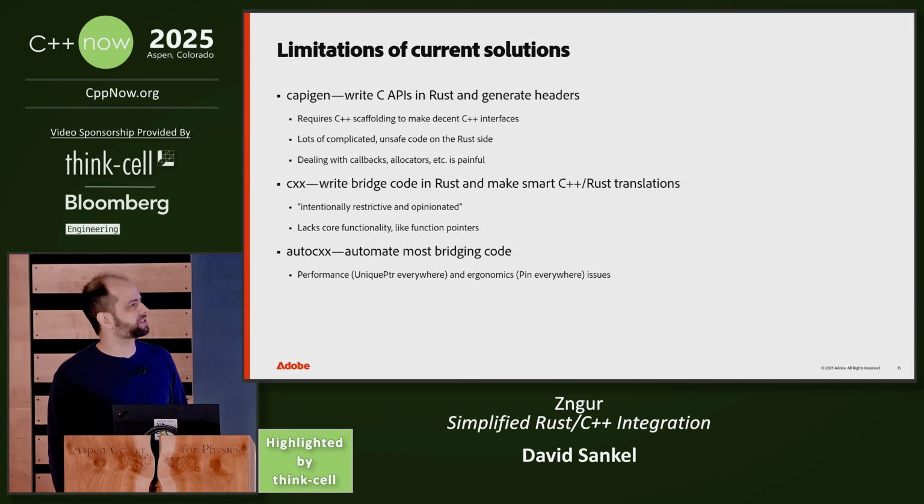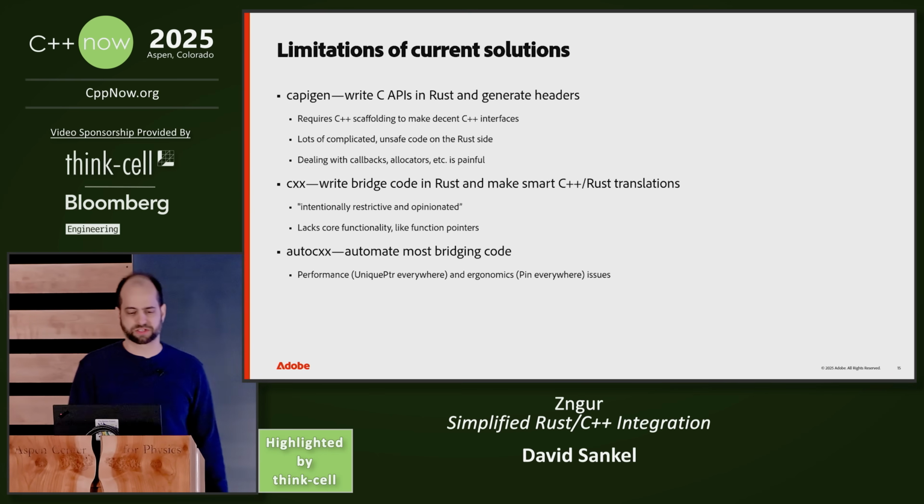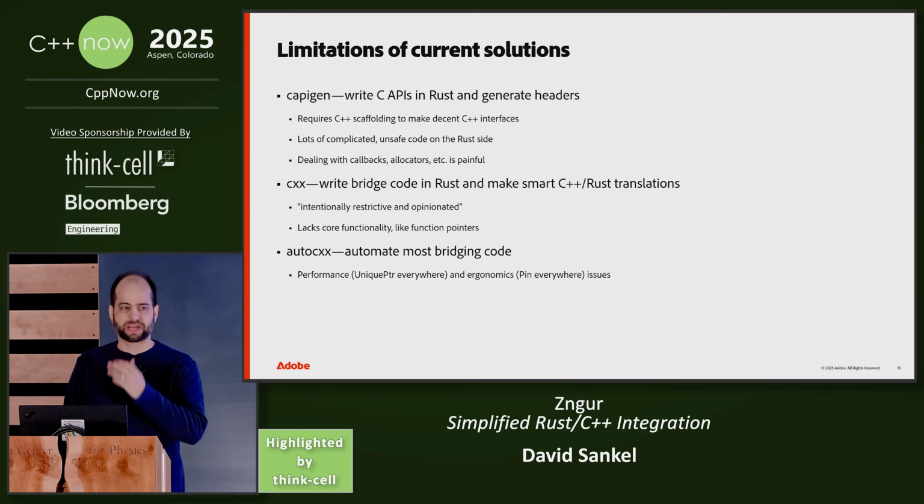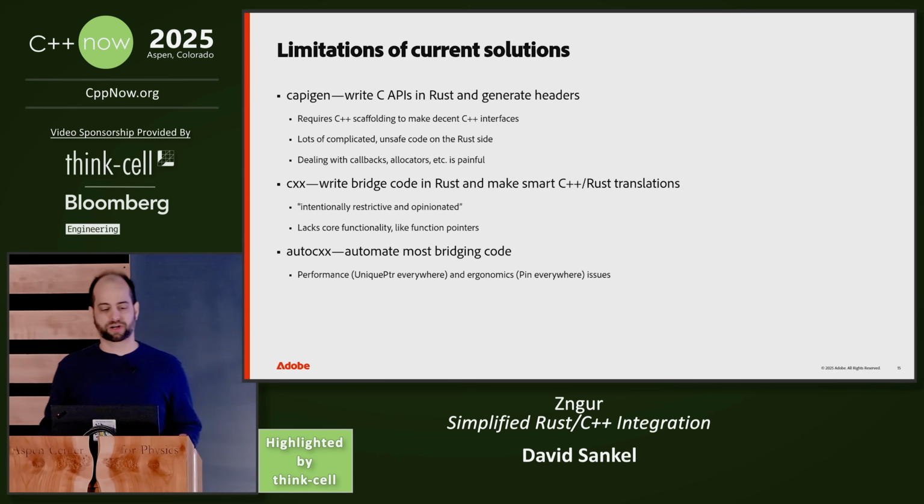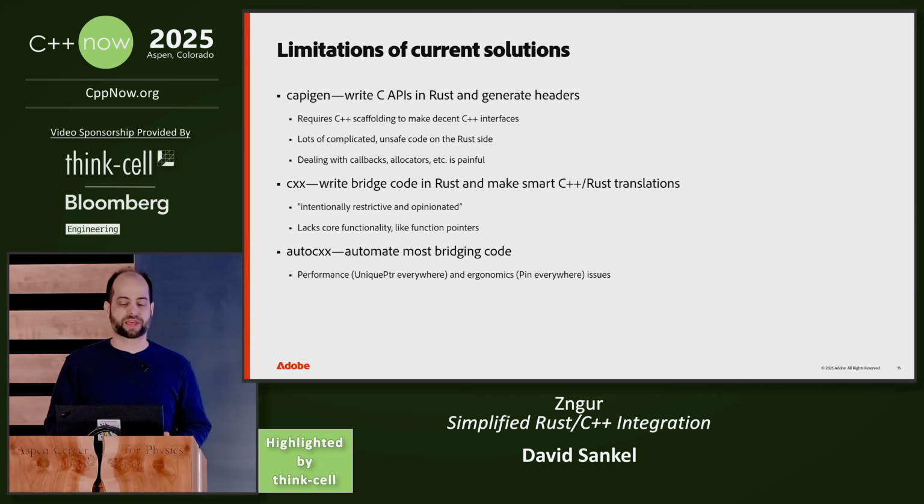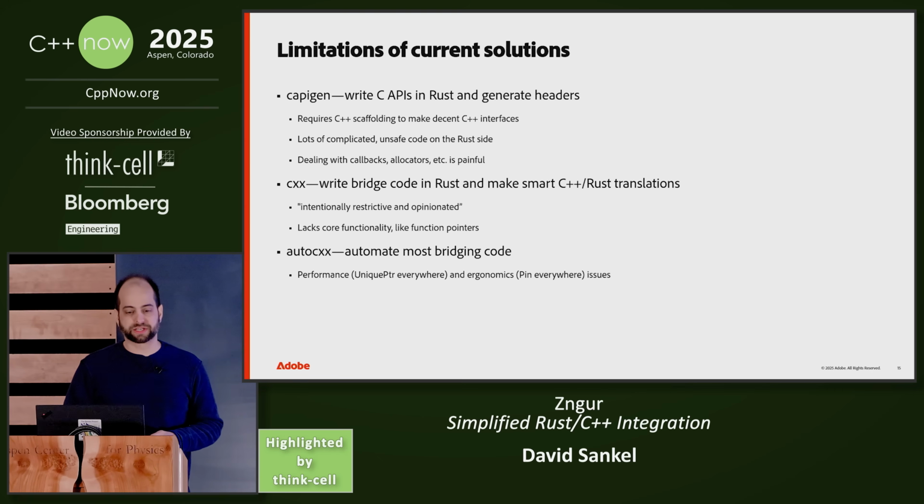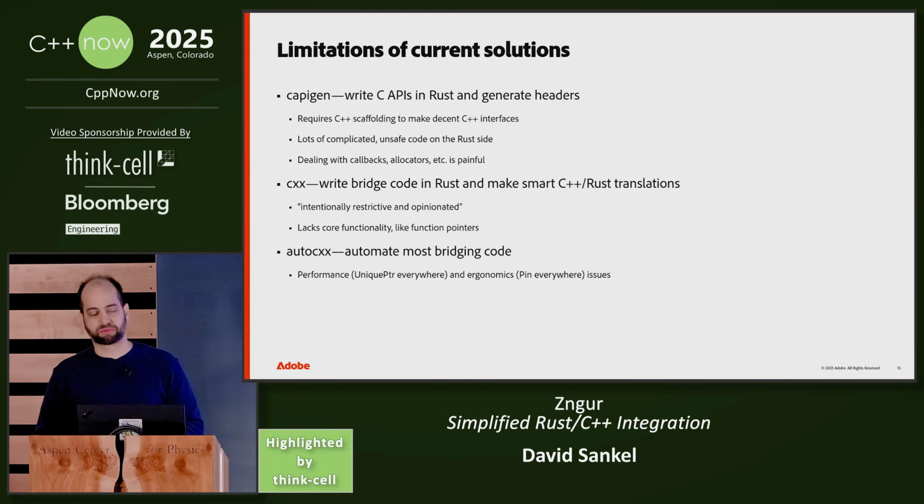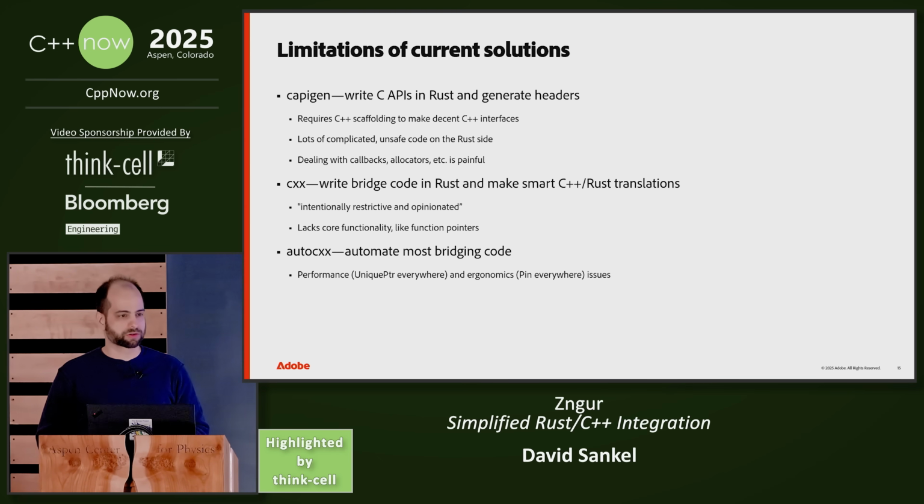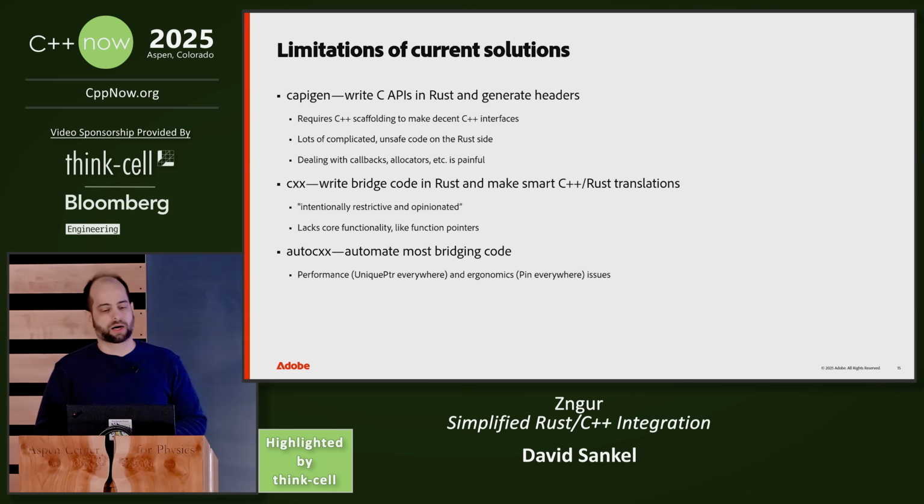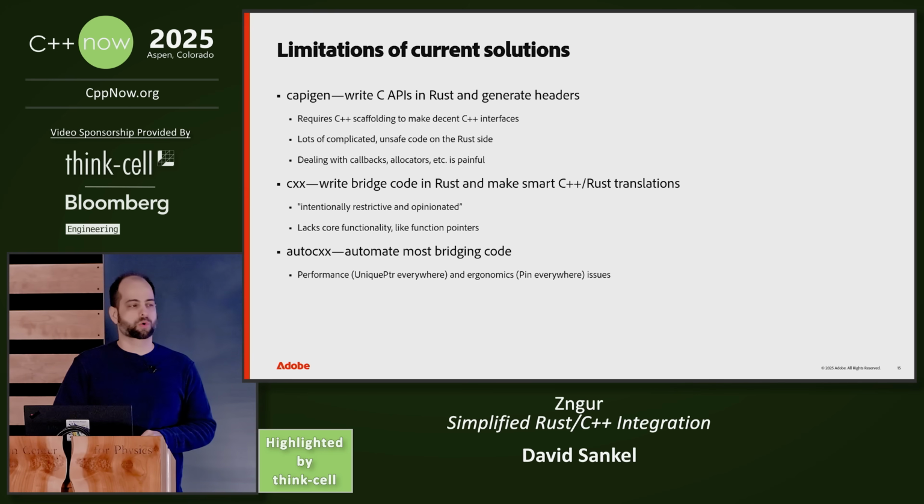There's another thing out there called CXX. And this, I believe, is used heavily within Facebook, is my understanding. And the idea behind CXX is you write some bridge code in Rust, and then you make some smart C++ Rust translations. And in its own words, it is intentionally restrictive and opinionated. So this is like a subset solution where you can only represent some stuff on the interface layer.